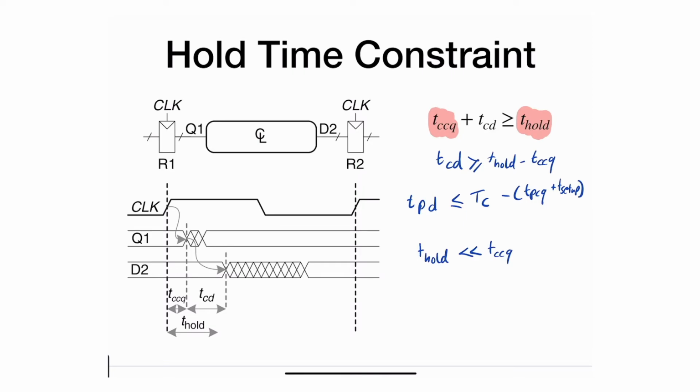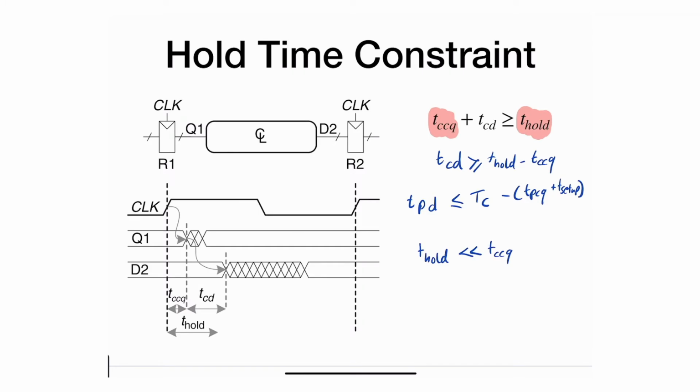And of course, we're talking about time. This is always positive. What does that mean? It means that no matter what TCD is, even if it's 0, the hold time will not be violated. So if you see that the hold time is less than contamination clock to Q, usually you don't have to worry about the hold time constraint. Again, take a look at the diagram. It makes sense. If the hold time is actually in here, really the contamination clock delay does not matter.